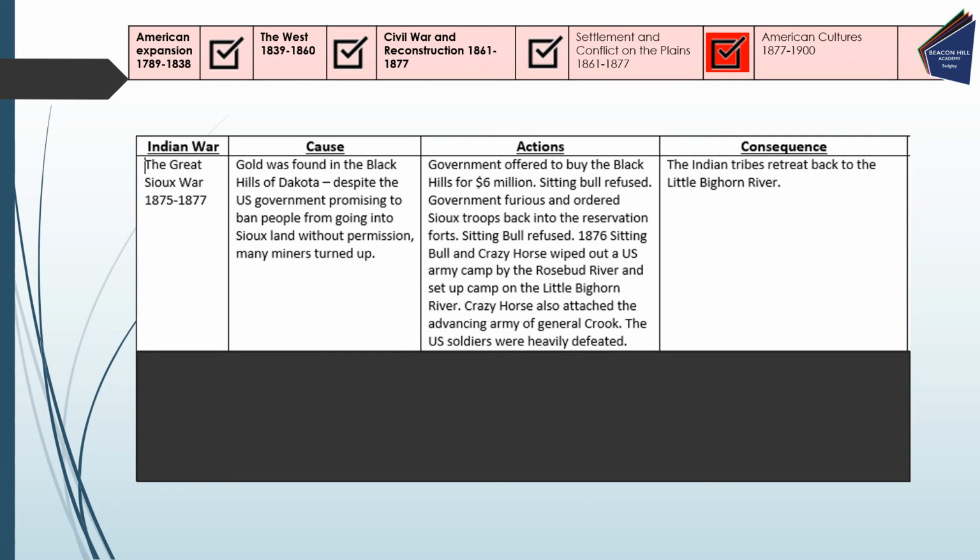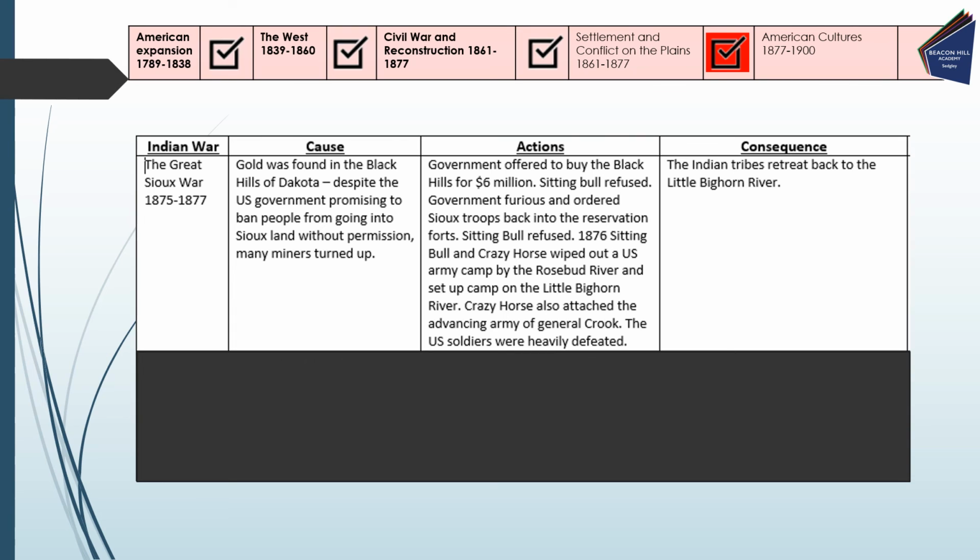We have the Great Sioux War, which ran between 1875 and 1877. A cause once again is the fact that gold has been found, and sadly for the Lakota Sioux, it is found in their sacred land of the Black Hills of Dakota. So despite the US government promising to ban people from going into the Sioux land, when gold is discovered, many miners begin to turn up. In terms of actions, the government offered to buy the Black Hills for $6 million, but Sitting Bull refused.